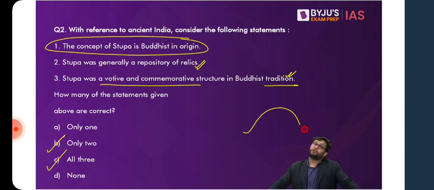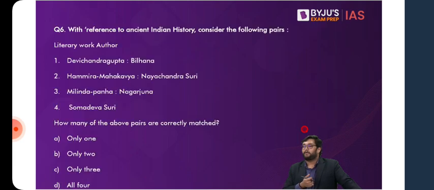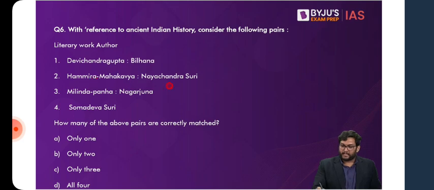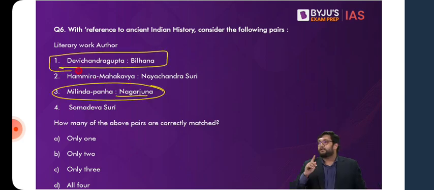You've done this question already. Then this question: Milindapanha we already saw, Nagasena, and Devi Chandraguptam is not Bilhana, it is Vishakhadatta. Go through your slides again. We discussed this. Vishakhadatta has two texts, the Mudrarakshasa and Devi Chandraguptam. So in this, there were two pairs which were totally correctly matched.